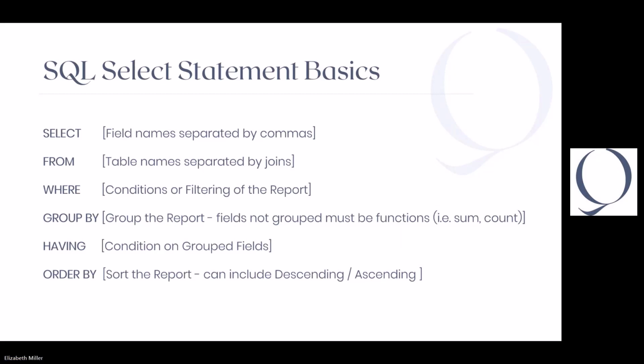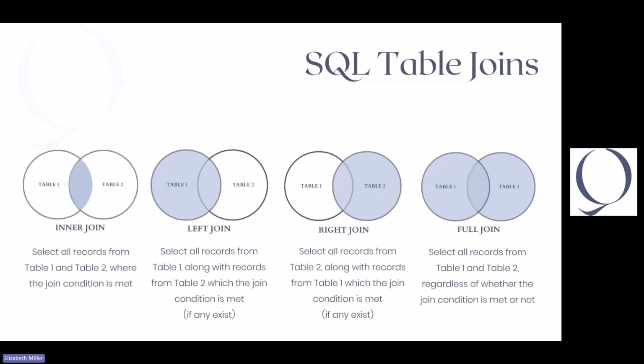Moving on to SQL table joins. There are generally 4 different join types available. The main ones that we use on an ongoing basis are the inner, left, and right join. So I'll walk through what these mean. When you're joining 2 tables, if you use an inner join, you're basically saying, show me all the records from table 1 and table 2 where they actually meet.